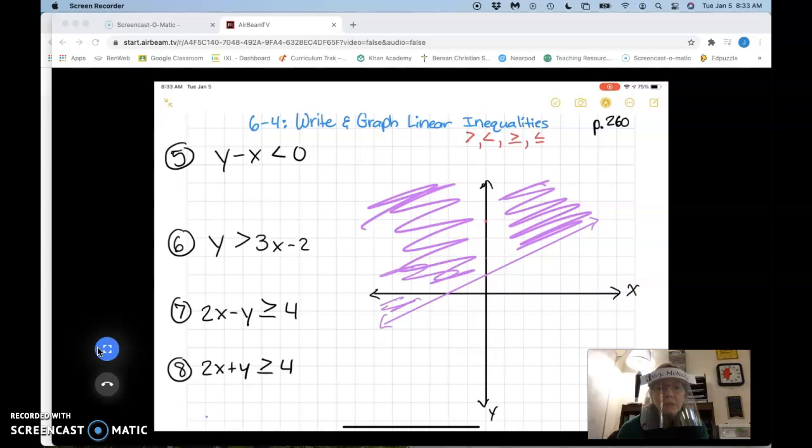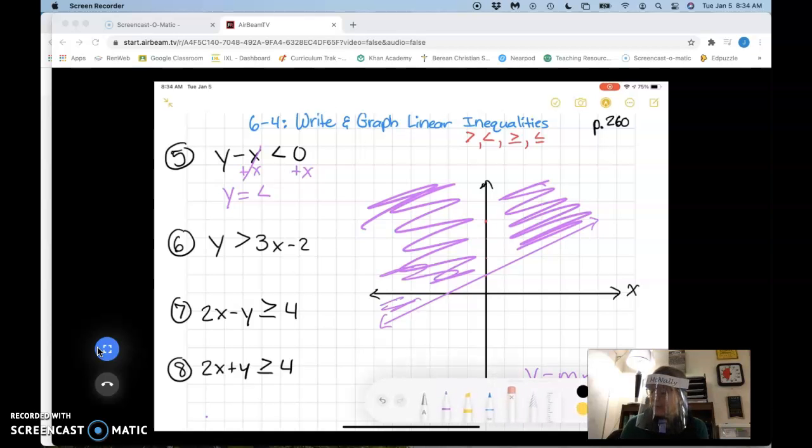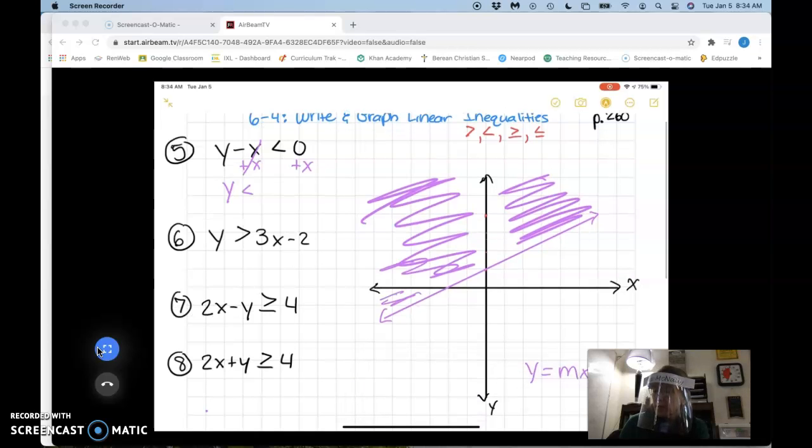The first thing that we have to do for these is solve them for y, because they always need to be in this format, y equals mx plus b. If they don't look like that, you're not going to be able to answer the question correctly. So the first thing I'm going to do is get this number 5 like that. I'm going to add x to both sides. So it's going to be y is, oops, okay, Miss McNally's still on vacation. It's going to be y is less than x plus 0.